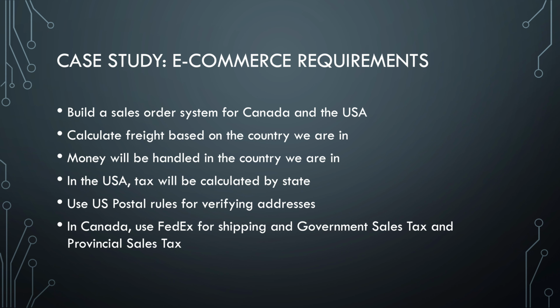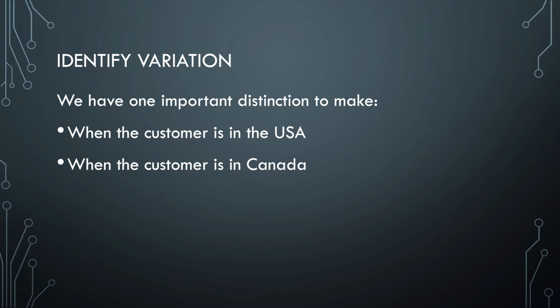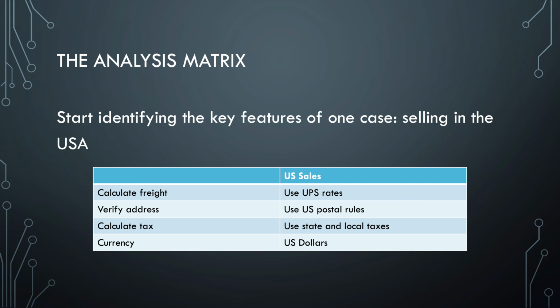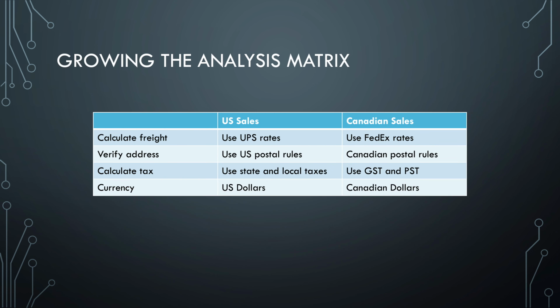Let's look at an e-commerce example. We want to build a sales system for Canada and the US. There are varying rules regarding shipping, currencies, tax, and so on. There are two main situations. The customer is in the USA or the customer is in Canada. So we then look at the key features of a single case or scenario. Selling in the USA, for example. In the next step, we grow the matrix to also handle the Canadian sales case.